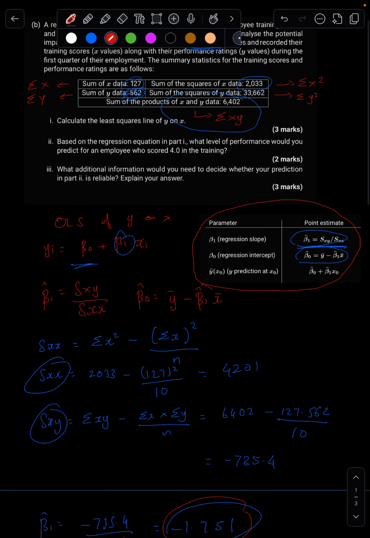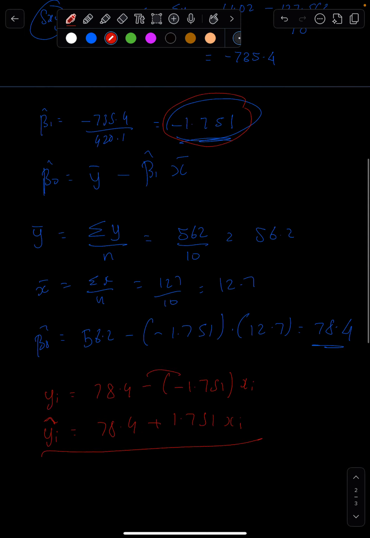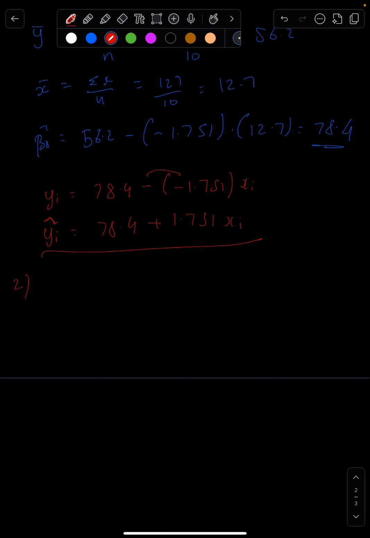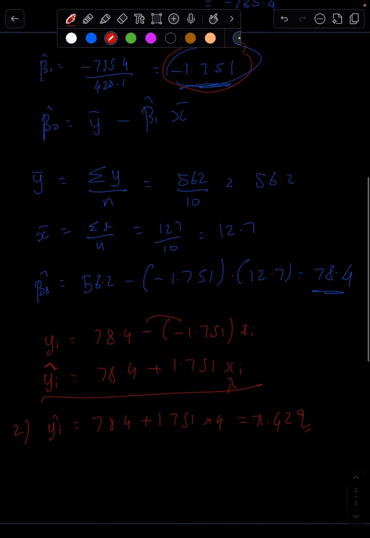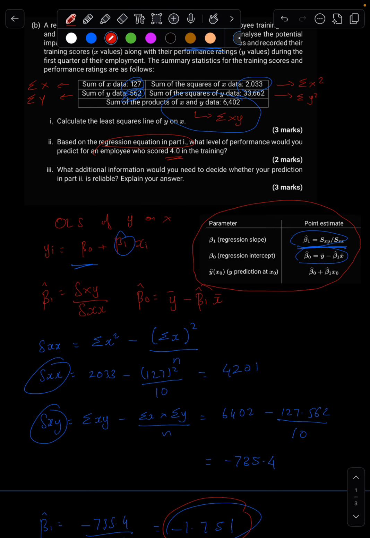The second question is, based on the regression equation in part 1, what level of performance would you predict for an employee who scored 4 in the training? Very simple. Just plug in 4 for x. So your predicted y hat is going to be 78.4 plus 1.751 times 4. It's going to give you 71.429. That's your answer. So you write it down: 71 is the predicted value for an employee who scored 4 in the training.